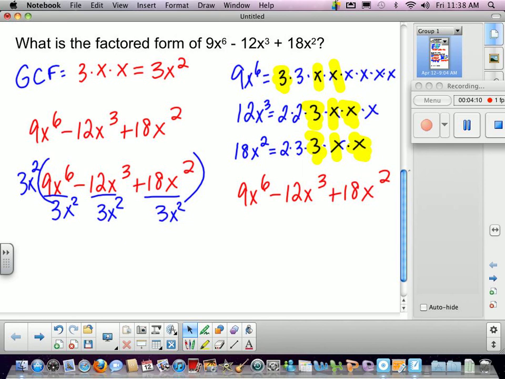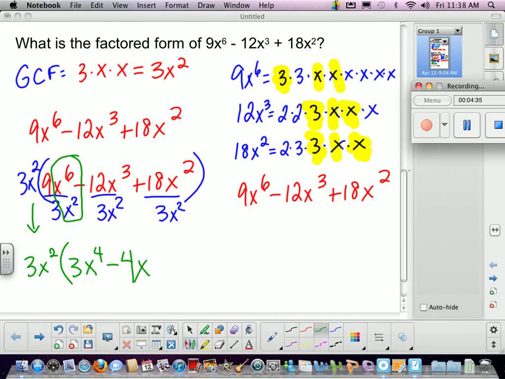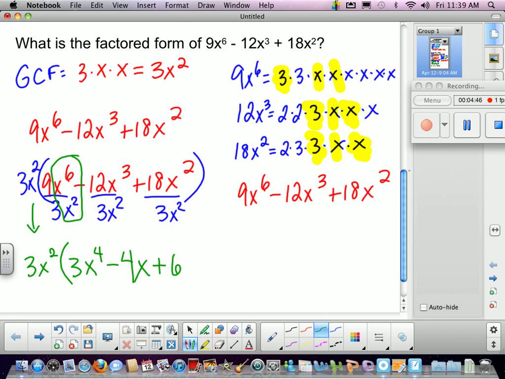Then when I divide, I'm going to bring this down, 3x squared. 3 goes into 9 3 times, and x to the 6th over x squared gives us x to the 4th. Minus, because we have a minus sign there, 12 divided by 3 gives us 4. X to the 3rd over x squared gives us x. And then plus 18 divided by 3 gives us 6. And x squared over x squared cancels out, and we're left with just 6.